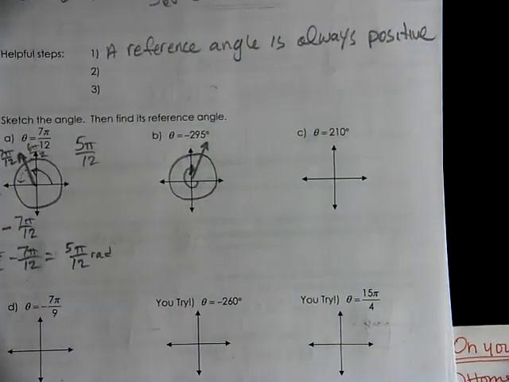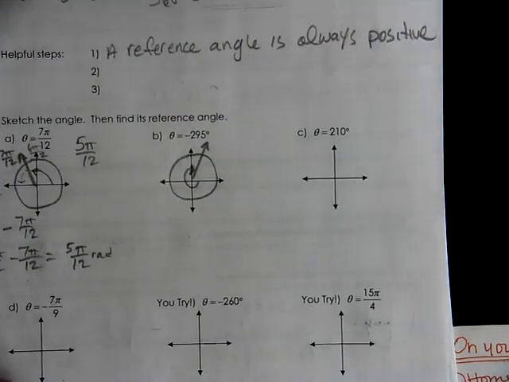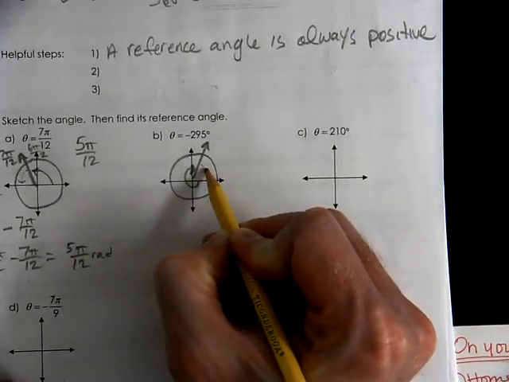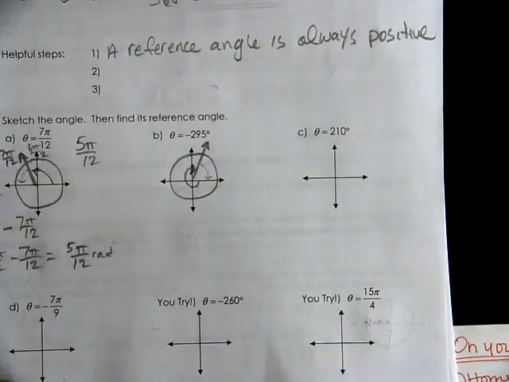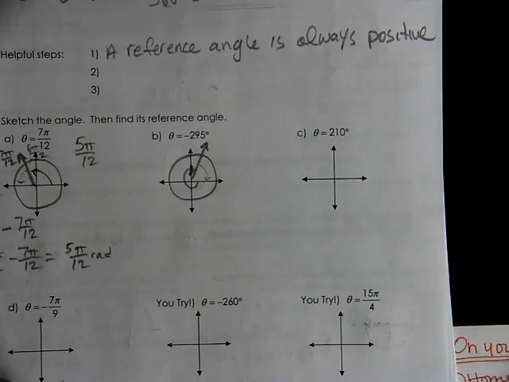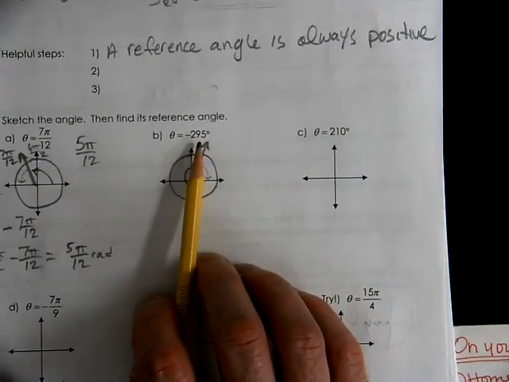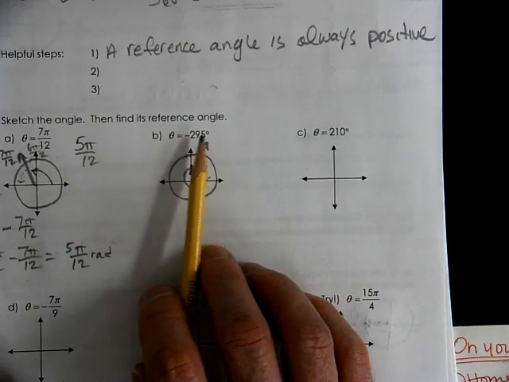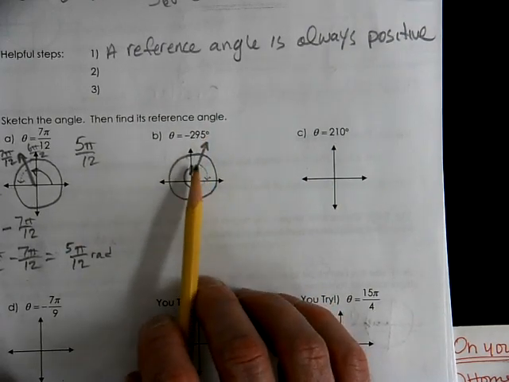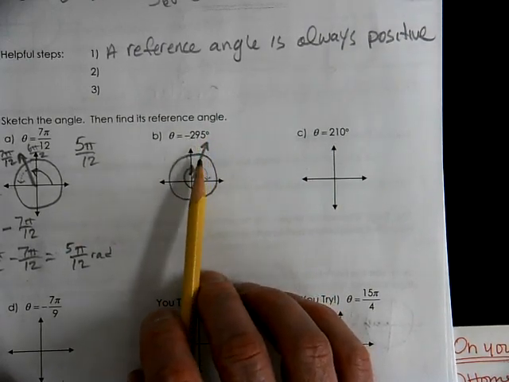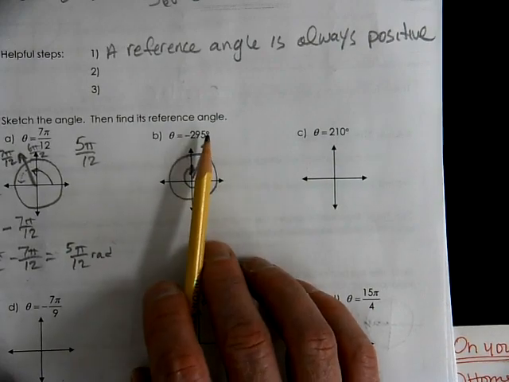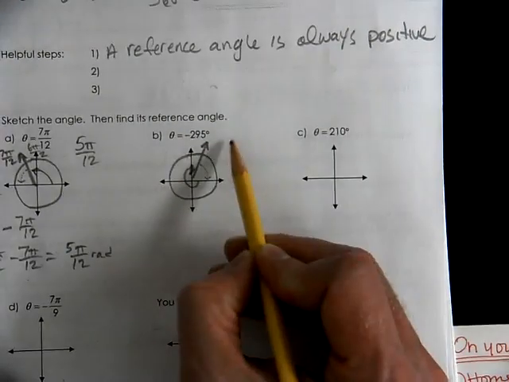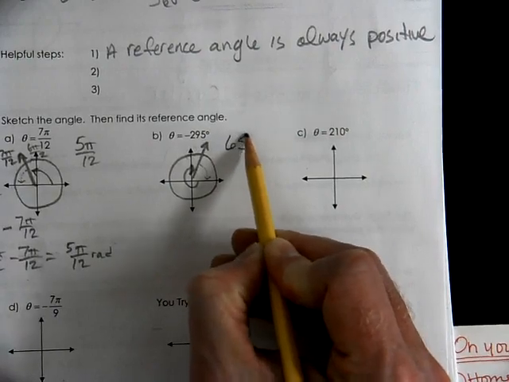So there we go. We're looking for the reference angle, which is an angle that takes us down to the x-axis. How many more does this take us to get to negative 360, essentially? It would take us 65 more degrees to get there. So 65 degrees.